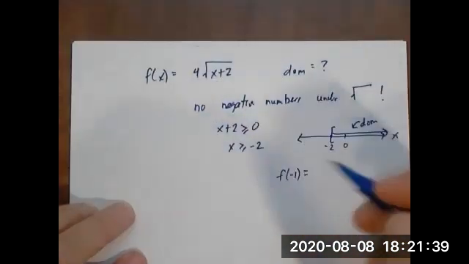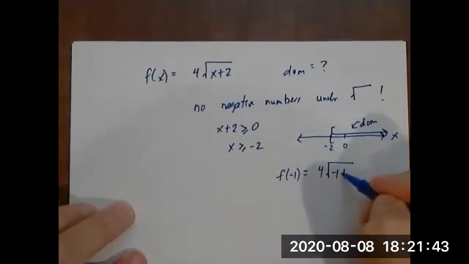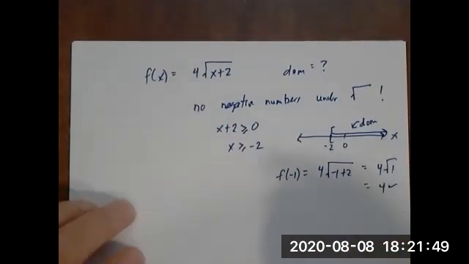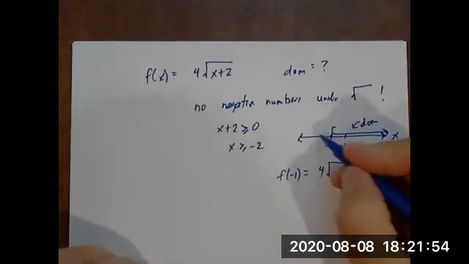f of negative 1. I plug it into my function. Let's just see what happens. Negative 1 plus 2. This is 4 times the square root of 1. It's 4. That's fine. Not a problem. It equals a number. Let's pick a number over here.